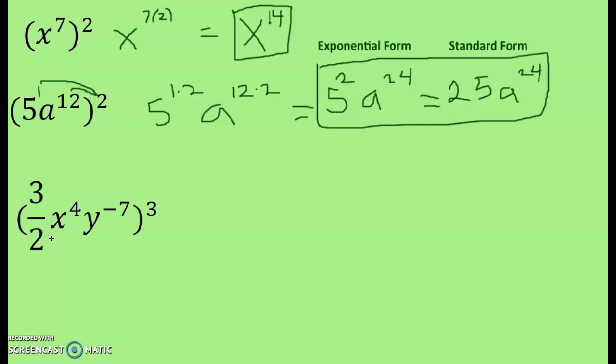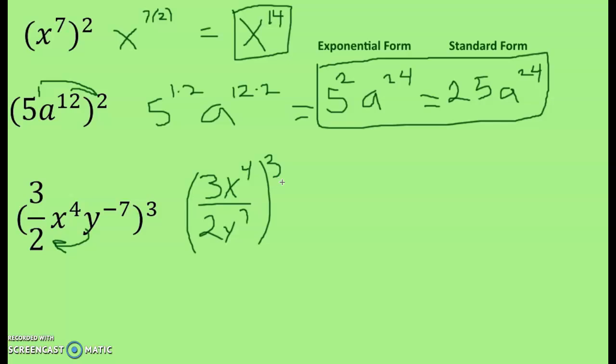Okay, let's look at the next one. 3 halves x to the 4th power times y to the negative 7th power, all to the 3rd power. Well, first, inside the parentheses, let's flip that negative 7 over the bar. So that's going to go down there where the 2 is. So if we rewrite that, we get 3 times x to the 4th all over 2y to the 7th power, all to the 3rd power.